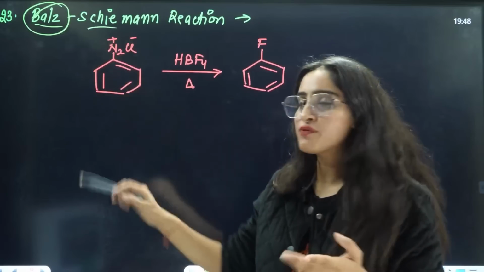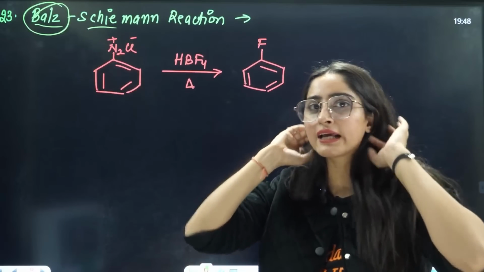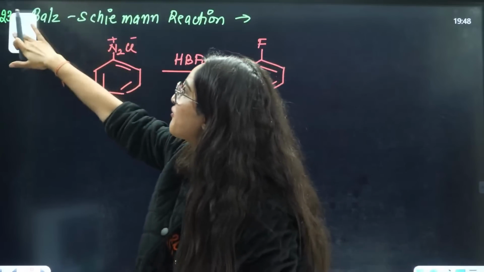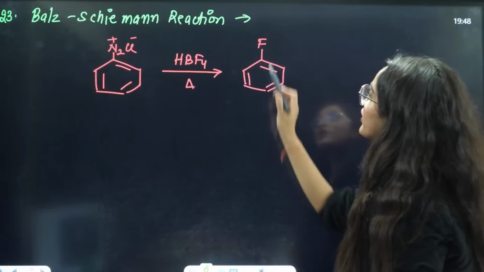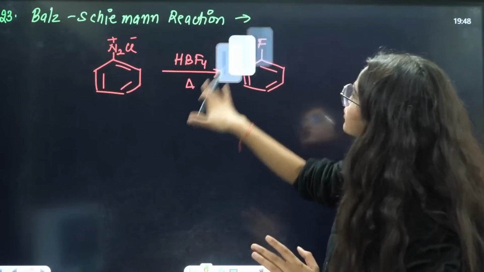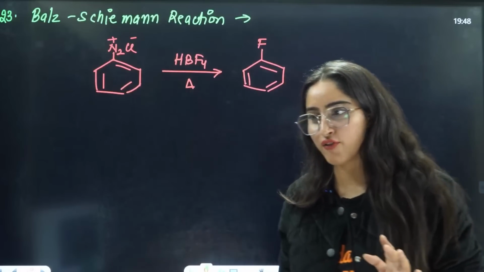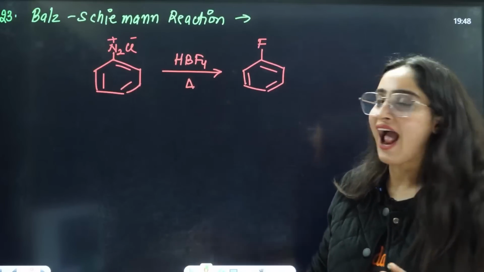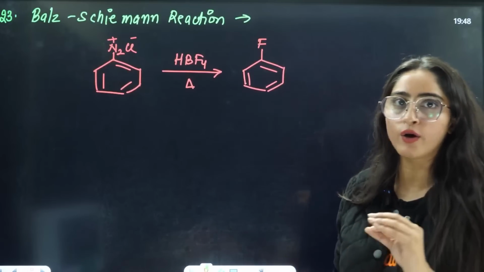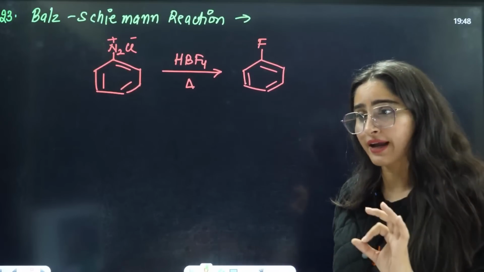So here she is doing the fashion. She means female is doing the fashion. She is like, okay, I want to take care of my hair. I want to have this kind of hair, that kind of hair, right? So now you will have fashion here. Fashion means fluorine here, right? So this is your HBF4, and here you are going to heat it and you are going to have fluorobenzene. Okay, this is called Balz-Schiemann reaction.